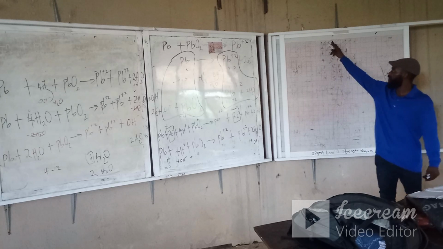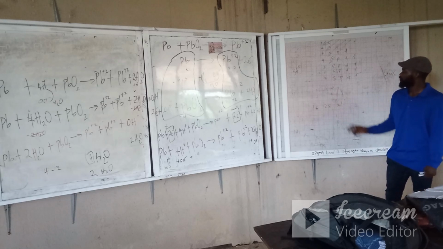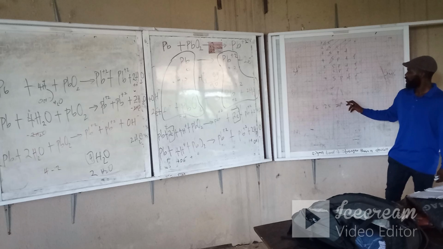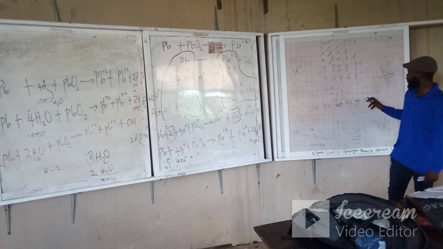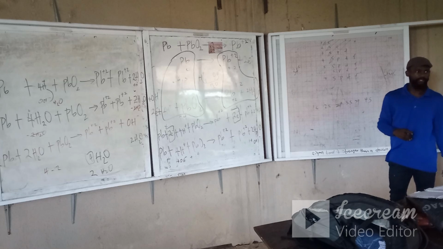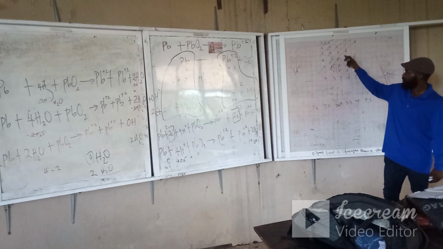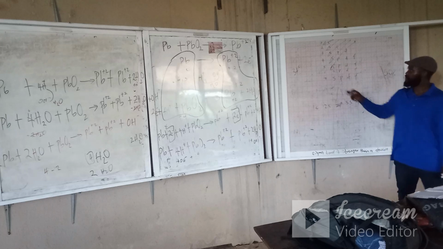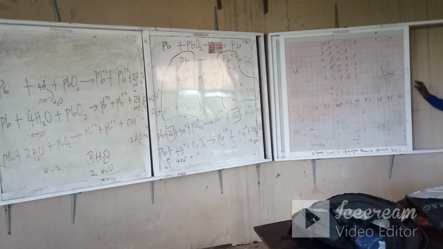So that if I come here, 1s, 2s, 2p, 3s, 3p, 4s, we move again. 3d, 4p, 5s, 4d, 5p, 6s. Check now, is it? Yes.